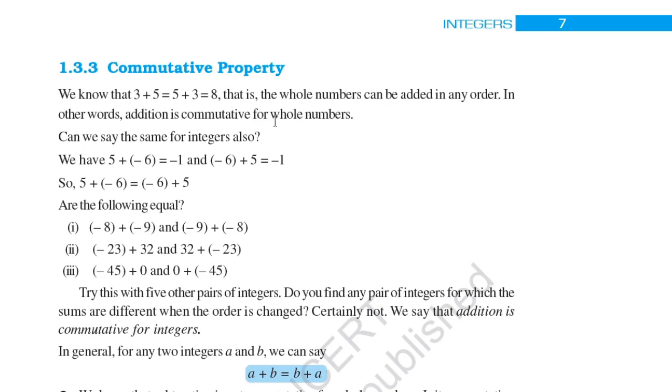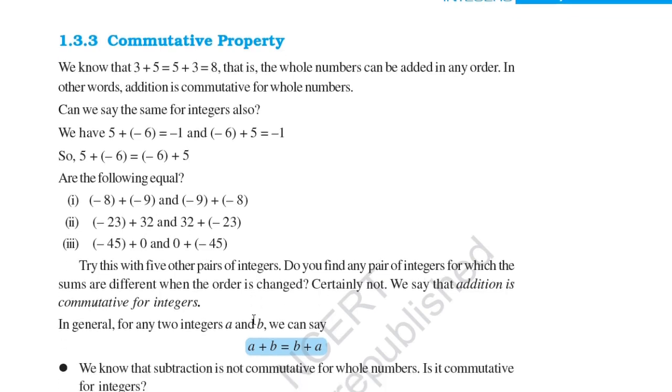So you can say here 5 plus minus 6 is equal to minus 1, and then minus 6 plus 5 is equal to minus 1. So here also it is the same. It will be the same answer. So it also satisfies the commutative property. Are the following equal? So here also the following are equal. There is no problem in any one of these. So all the three are satisfying. Try 5 other pairs of integers. Do you find any pair of integers for which the sum is different when the order is changed? Certainly not. We say that addition is commutative for integers.